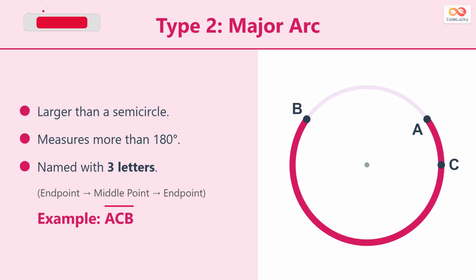The second type is a major arc. This represents the longer path between 2 points. It is larger than a semicircle and measures more than 180 degrees. To name a major arc, we use 3 letters, the 2 endpoints and a third point somewhere in between to show the direction.